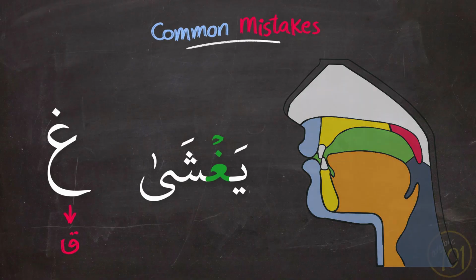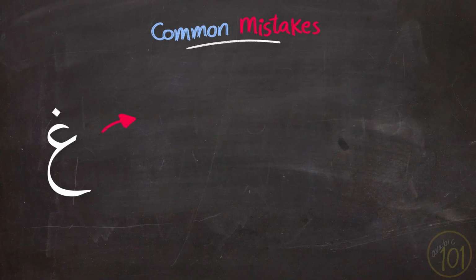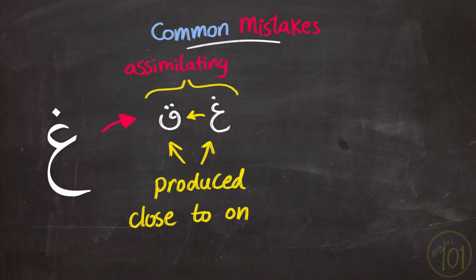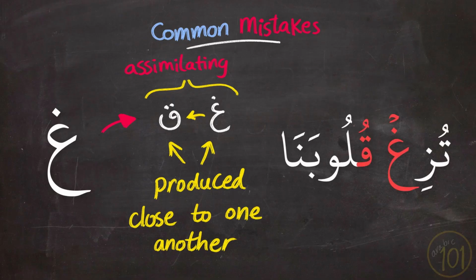Yaghsha. The second mistake is if the ghain is followed by qaf. There is a chance of mixing both of these two sounds together or assimilating them into one another, since these two sounds are rather close as to where they come from. The mistake sounds like this.